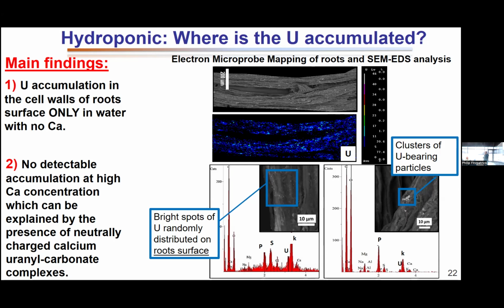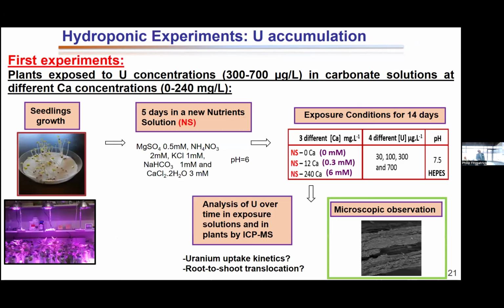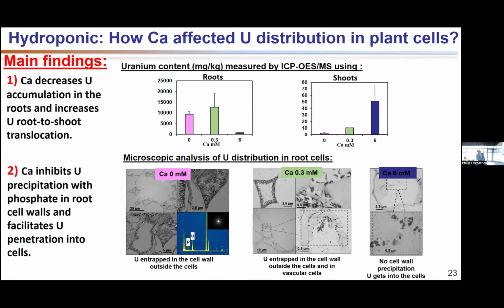But what was interesting is that even if we didn't see a lot of accumulation, Elian noted, Jose, I still see some of these spots, and I wonder what they are. She had the idea, again this is Elian's creativity: why don't I do another experiment, but instead of 700 micrograms per liter, I'll use 90 milligrams per liter, so that I can really see the uranium and whether any precipitation happens. What we saw was fascinating, because yes, again, calcium decreases uranium accumulation in the roots. But look at this.